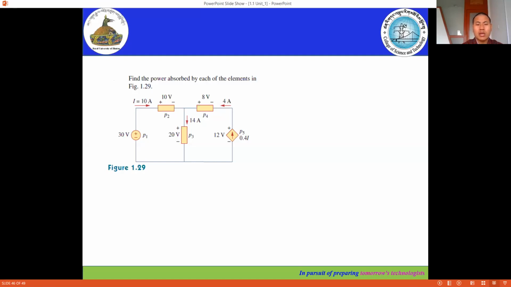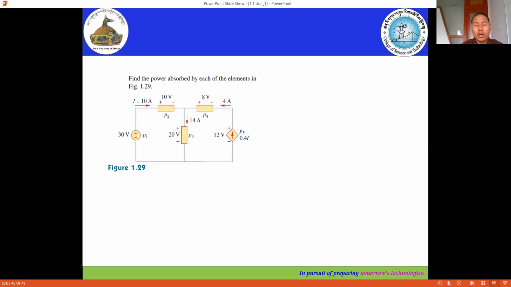How do we differentiate whether power is absorbed or delivered? When you calculate voltage times current, if you get a negative value, we should understand that the power is supplied by that circuit element. If you get a positive sign, we should understand that the element is absorbing power from that circuit or network.